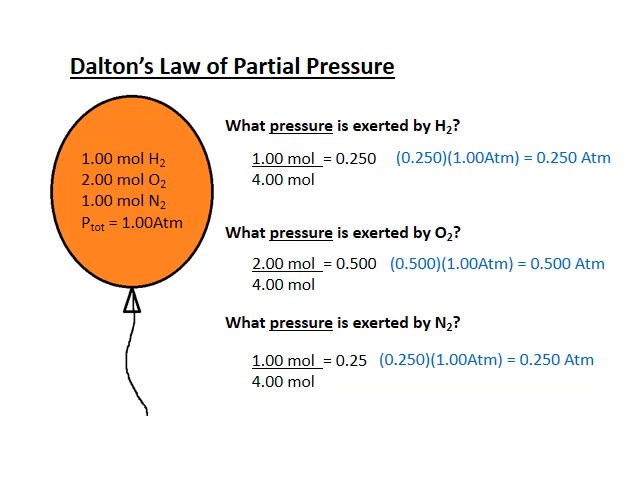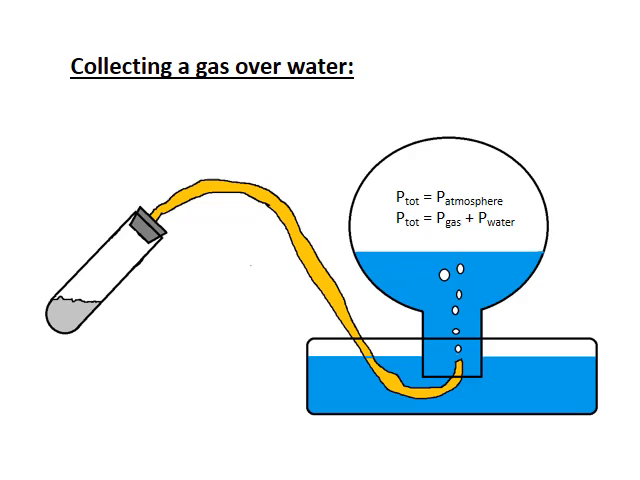One thing that Dalton also noticed, aside from the fractions times the total pressure giving us the pressure, was that the sum of the pressures added up to the total pressure. It doesn't seem like earth-shattering work, but it just dawned on him one time a couple hundred years ago. So the total pressure is equal to the sum of the individual pressures. Doesn't seem that exciting, but we'll make use of it in lab.